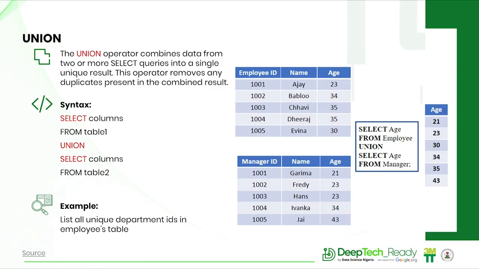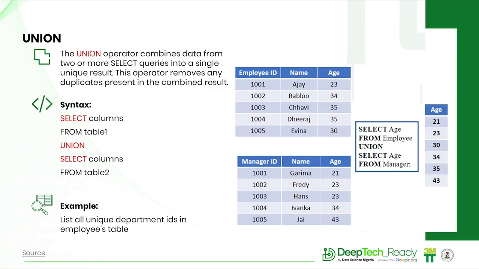Sorry, 35 comes from only the first table, but it appears twice. So lastly we have the 43, which comes from the last table. So you can see where we have duplicates, the union operator was able to exclude them for us. Next, we have an example to also illustrate that we should list all unique department IDs in our employees table.